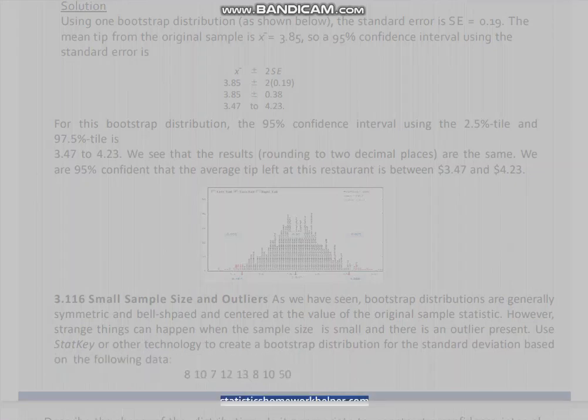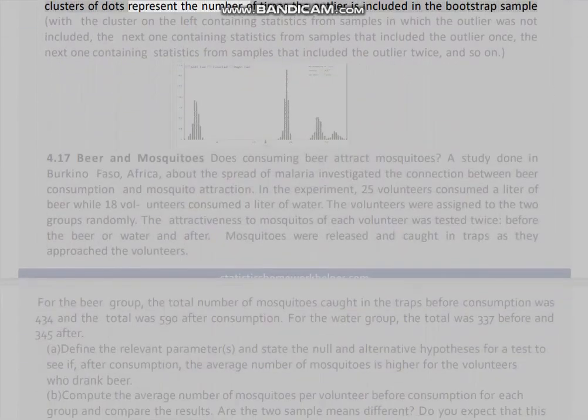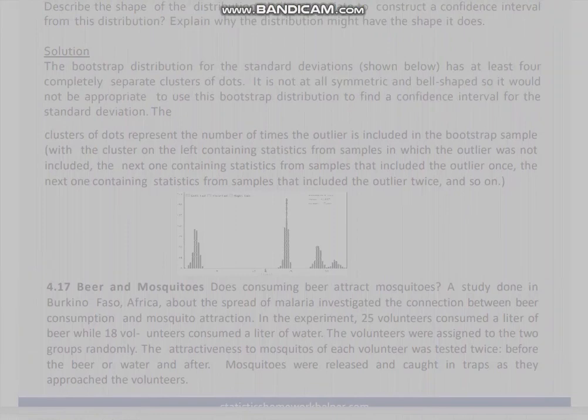Clusters of dots represent the number of times the outlier is included in the bootstrap sample. Describe the shape of the distribution. Is it appropriate to construct a confidence interval from this distribution? Explain why the distribution might have the shape it does.